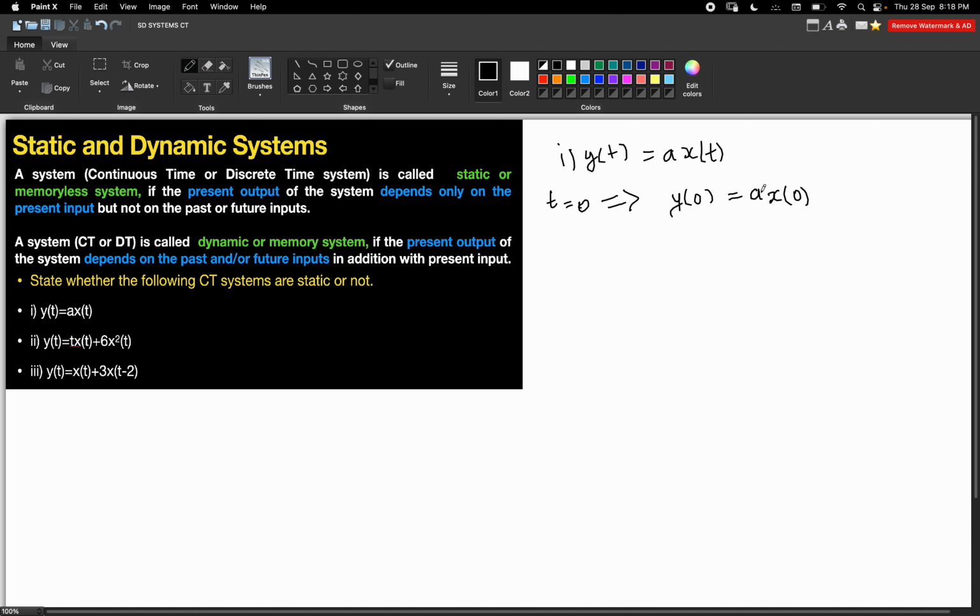It denotes the present output depends upon the present input. Let us consider the other value of t, t is equal to 1. In this case, y of 1 is also equal to a into x of 1. The same thing will exist for t is equal to minus 1. So here also y of minus 1 equals a into x of minus 1. In all the three cases, the present output depends only on the present input. So the system is a static system. Another name for this is memoryless system.